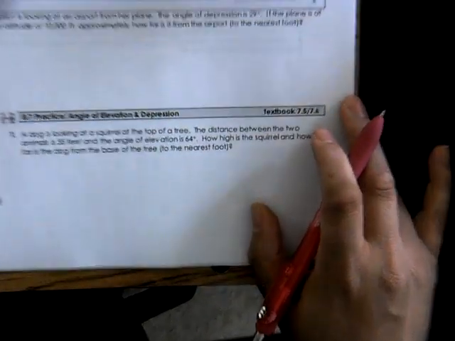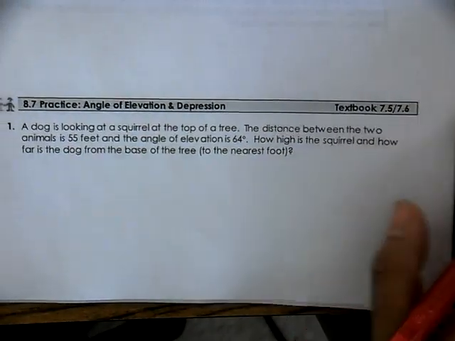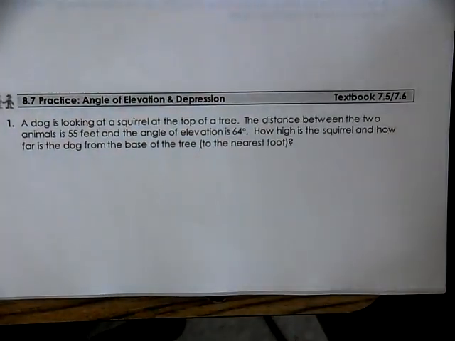The 8.7 practice part of the notes. We're going to start with that one on the bottom here, number 1. The hardest part is usually just drawing the diagram properly, making sure you're reading everything and then able to draw it properly. So it says a dog is looking at a squirrel at the top of a tree.